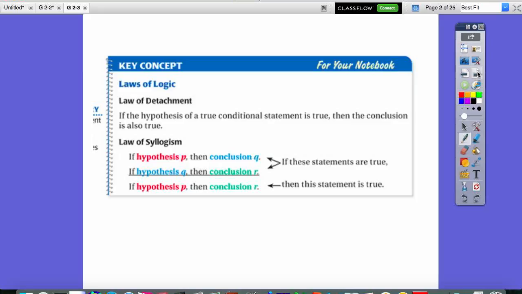The law of syllogism is if you have a hypothesis and then you get a conclusion, and that conclusion becomes a hypothesis that leads you to another conclusion, then your original hypothesis can lead to your final conclusion. Kind of like if A is equal to B and B is equal to C, then A is equal to C, would be the law of syllogism.